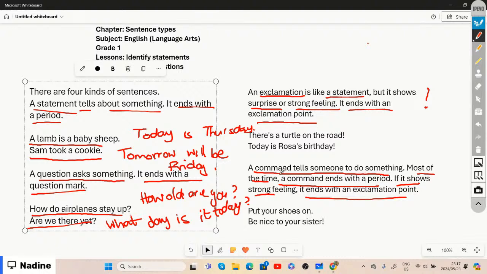If we look at an example of our command sentence, we can say, put your shoes on. It's like telling someone what to do. It's not like shouting, it's just telling someone to put the shoes on. The next one is, be nice to your sister! That shows a bit of strong feeling, and it ends with an exclamation point.